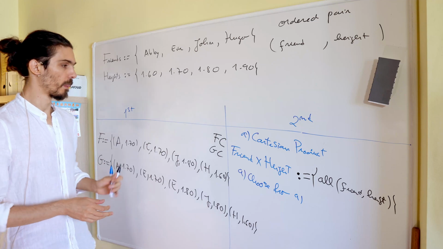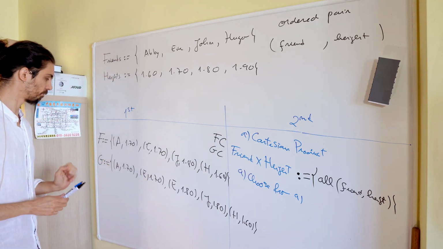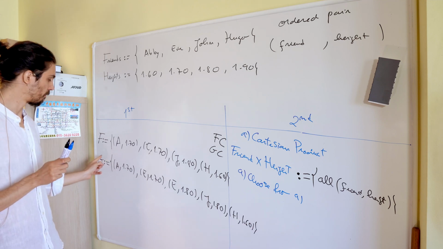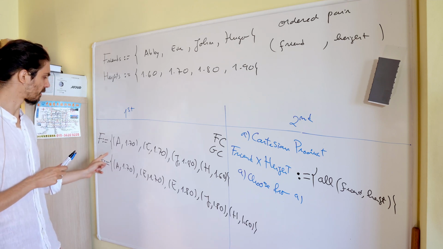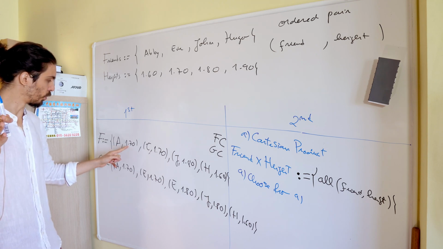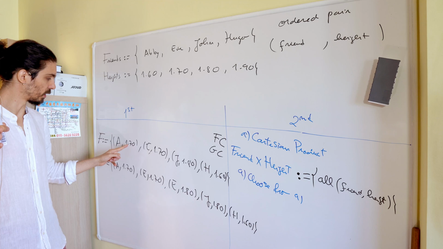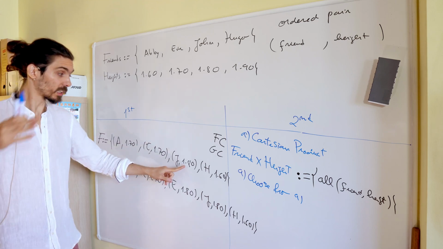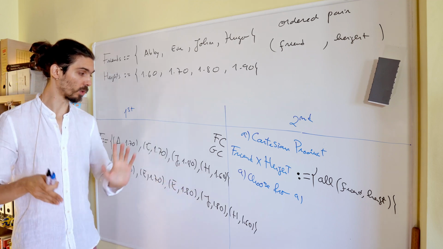Now let's focus on F and G. F is a function, but G is not. Why is that? Just look at it. If you ask for Abby, you know that her height is 170. For Eve, 170. And John, you know unquestionably it's 180, the same for Hugo.